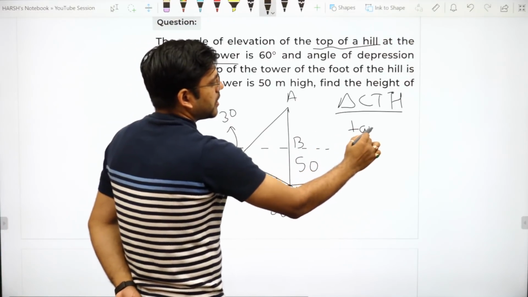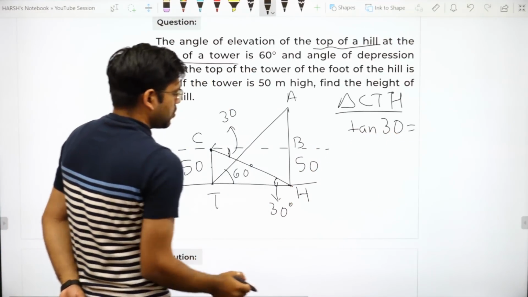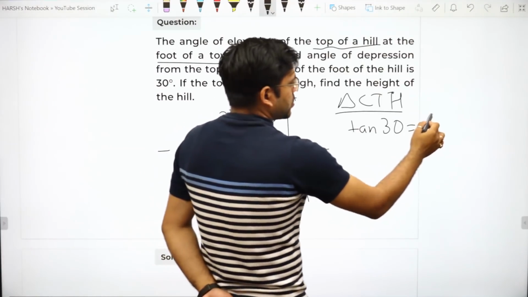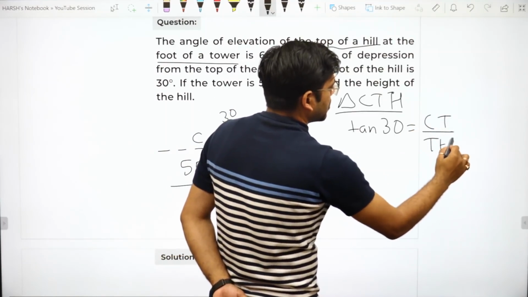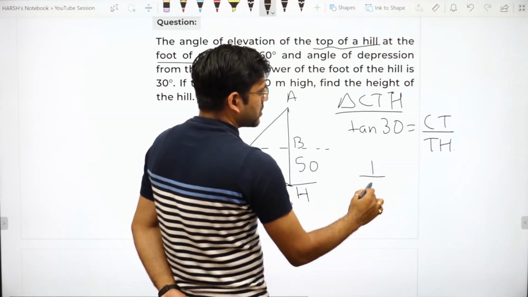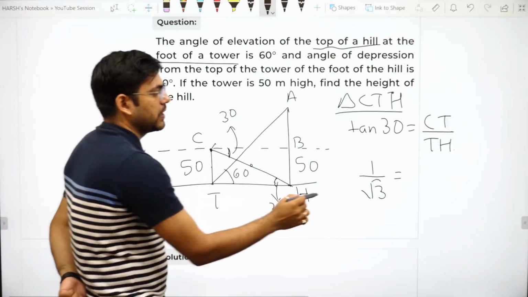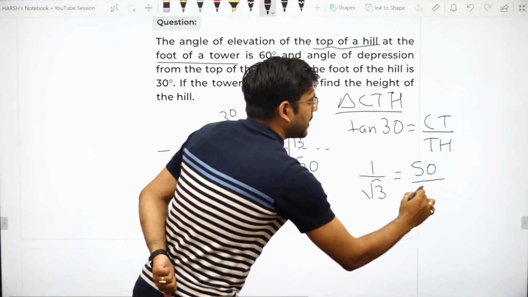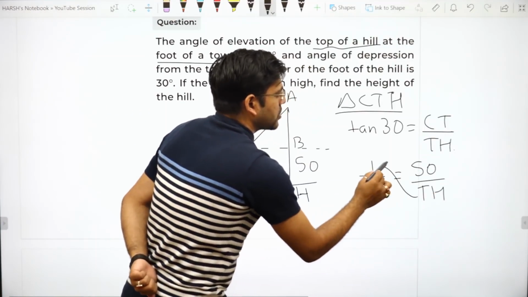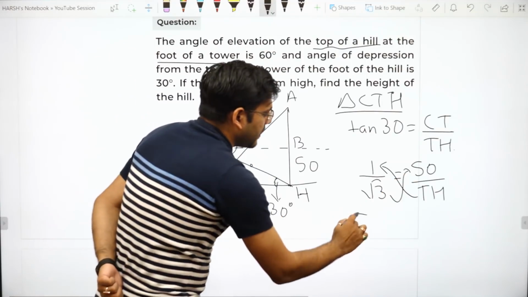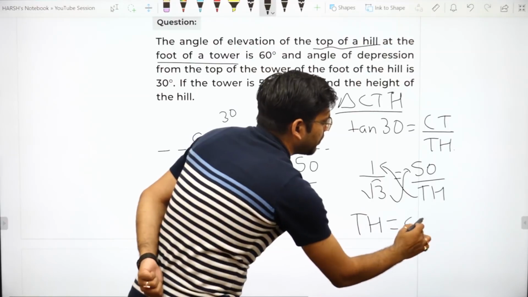So this is tan 30, that is equal to perpendicular by base. Perpendicular is CT and base is TH. Now tan 30 is 1 by root 3, which is equal to CT, and CT is given as 50. So this will be 50 divided by TH. Sending this to this side and this to this side, TH you will be getting is nothing but 50 root 3.